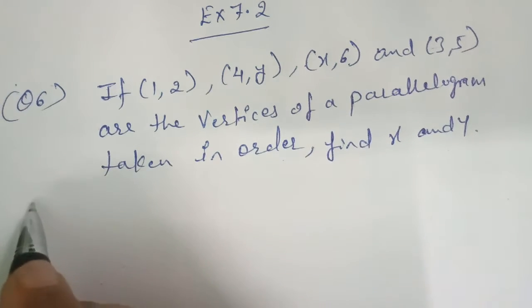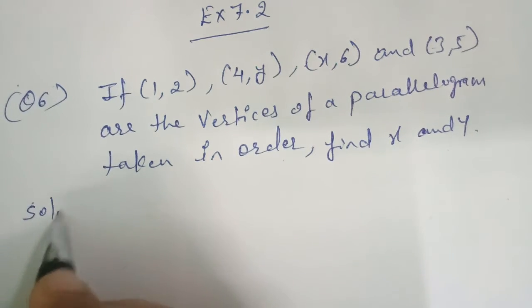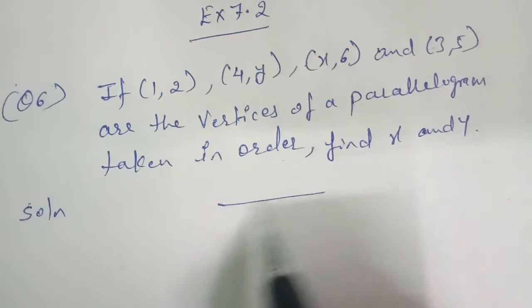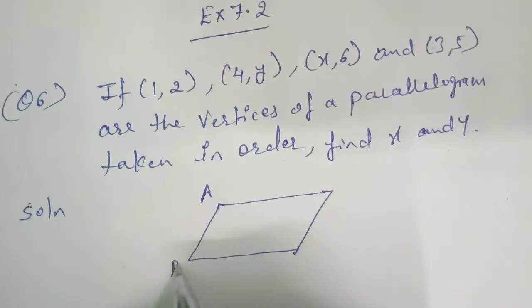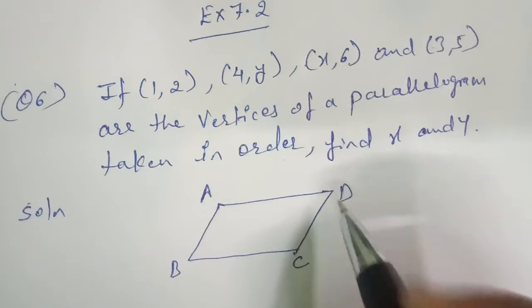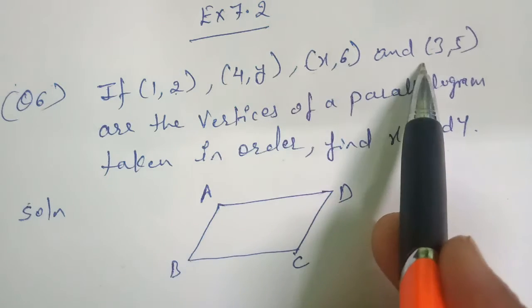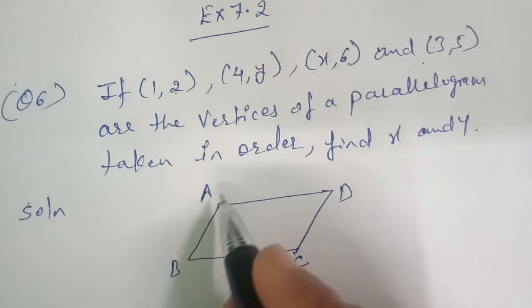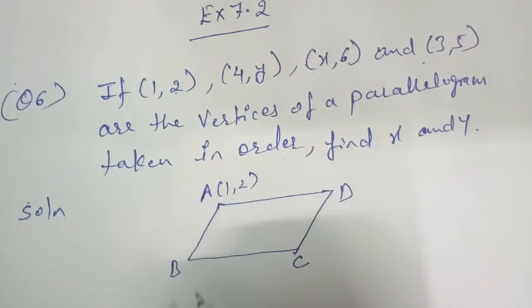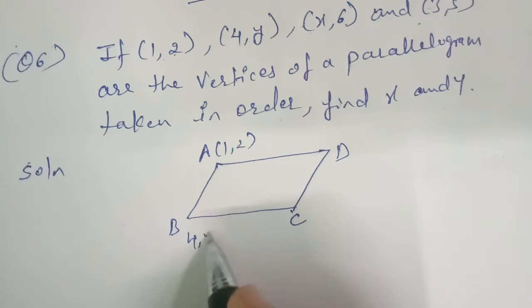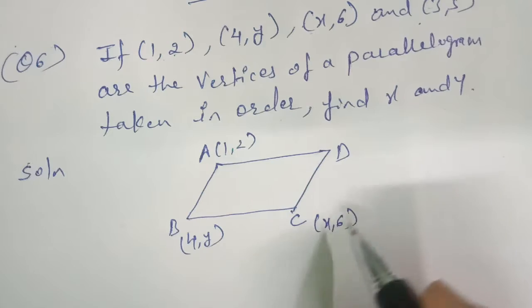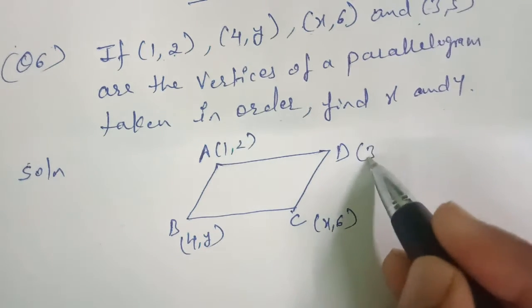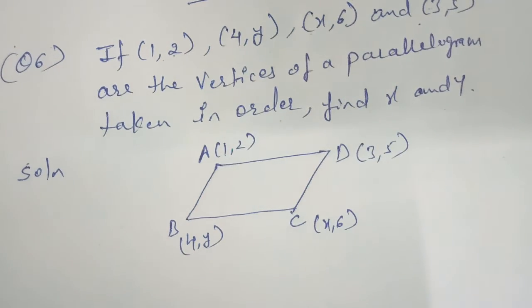So let us see how it will be. First of all, we are going to draw the figure of a parallelogram. You all know how a parallelogram looks. Let it be A, B, C, D. Now we have to take all the points in order. We take the first point at A, second at B, third at C, and the fourth coordinate at D.